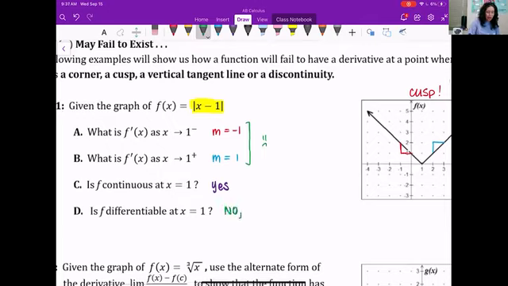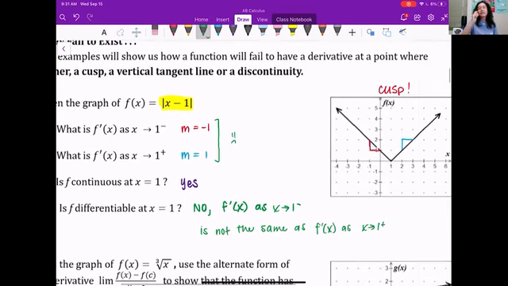No, it is not. The derivative, I should say f prime of x, as x approaches 1 from the left, is not the same as the derivative as x approaches 1 from the right. Okay, so even though my function is continuous here, it is not differentiable. Okay, important distinction there.